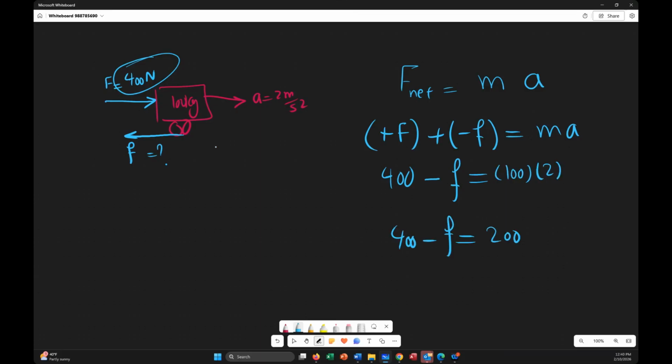How can I solve this? Minus 200, yes. Minus 200 plus F plus F. Good. These two cancel. What is left? F.